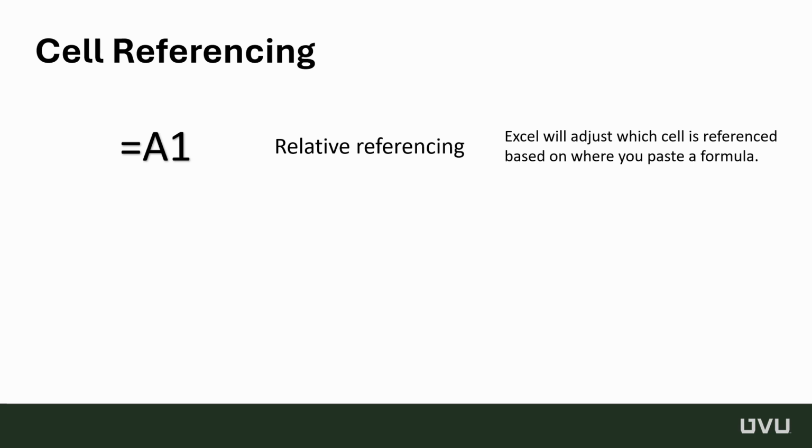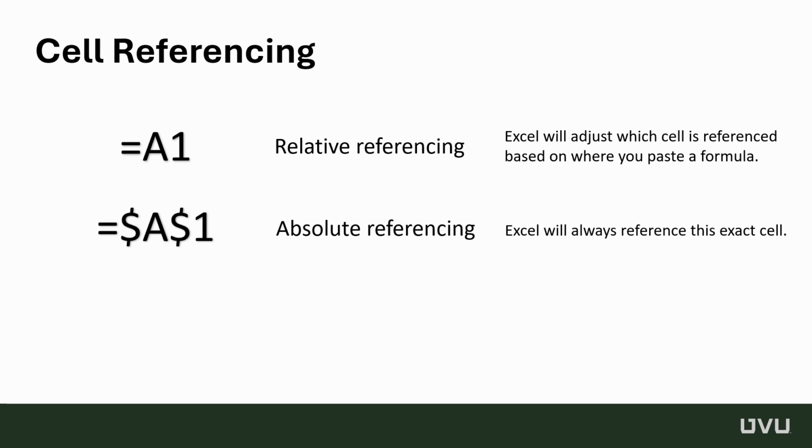What if instead you want your formula to always refer to a specific cell? You don't want the reference to ever change. In that case, you would use absolute referencing. To implement absolute referencing, you need to put dollar signs in front of both a cell's letter and number. These dollar signs are technically termed referencing operators, but I like to call them anchors. They anchor your reference to cell A1, and no matter where you copy and paste that formula, it is not going to change.